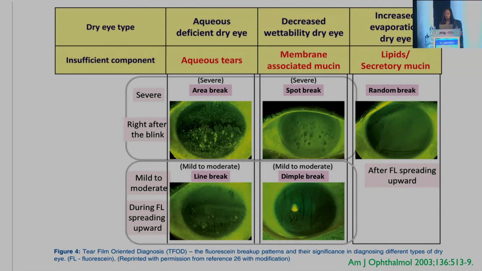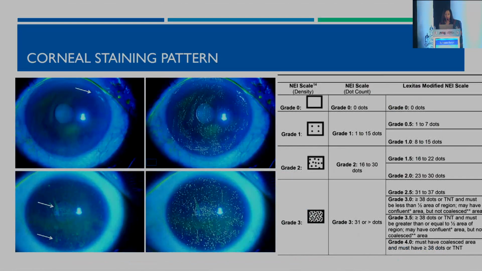Whenever there is a problem with the lipid layer, there is increased evaporation, and then you can find random areas on the surface of the cornea, and therefore you can decide what is the type of dry eye in your patient. It also helps to delineate the various types of corneal patterns, and you can grade them depending on the dots you see on the examination.